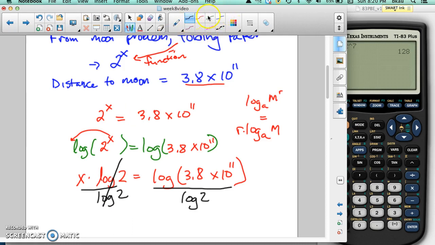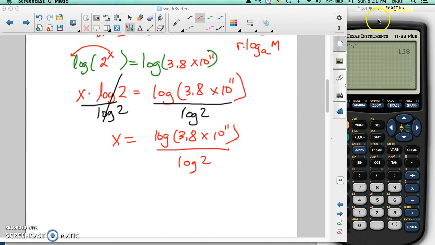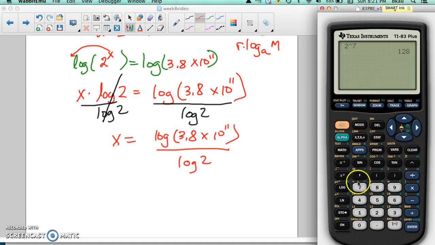So we now know what x is. x equals log of 3.8 times 10 to the 11th power divided by the log of 2. Now to evaluate that, we just use our calculator. We're hoping that we can get close to 39 here. This is what we got before. We just do log of 3.8 times 10 to the power of 11 divided by log 2.